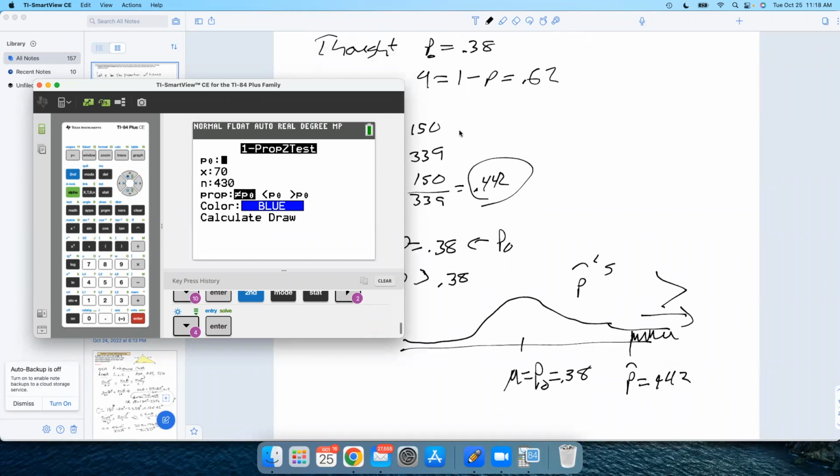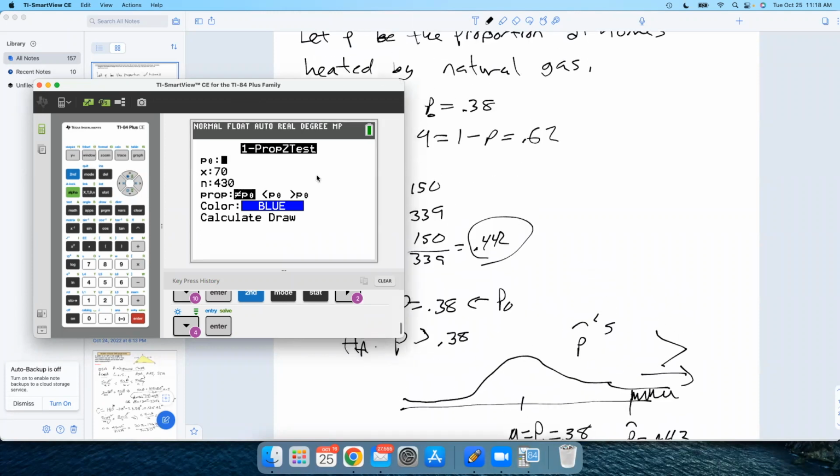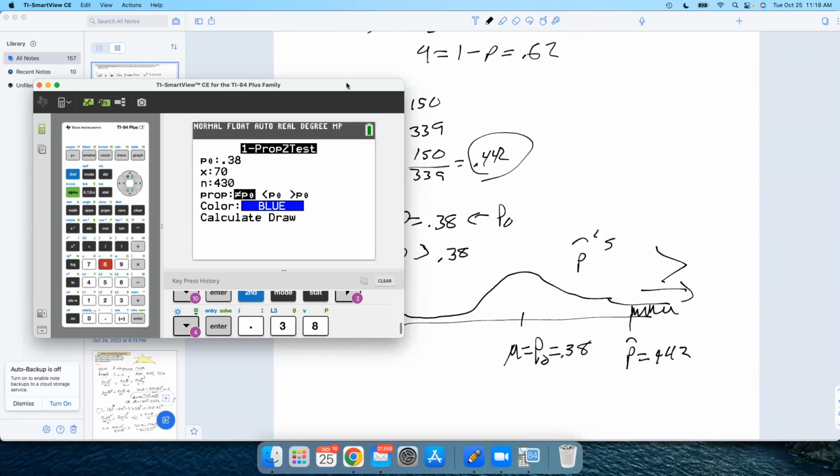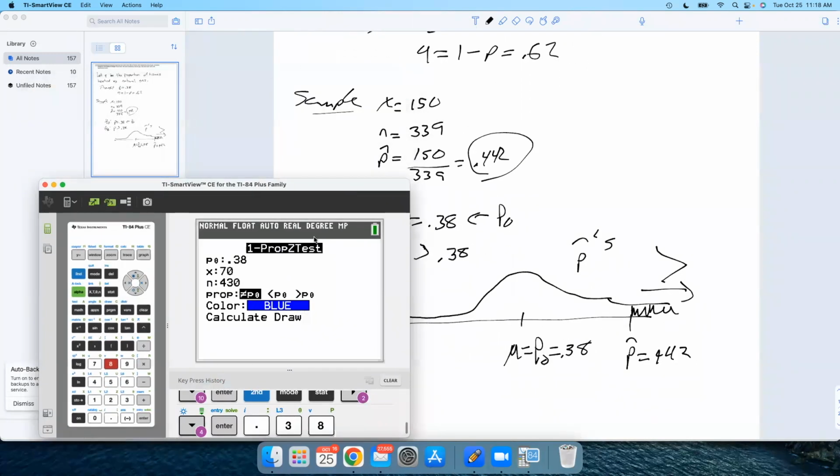So the p naught, the number we believed before we did the sample, is that 38% of people heated their house by natural gas. Then we got our X and our N. I'm going to do this wrong. I'm going to pick the wrong alternative hypothesis, because I want you to see this.